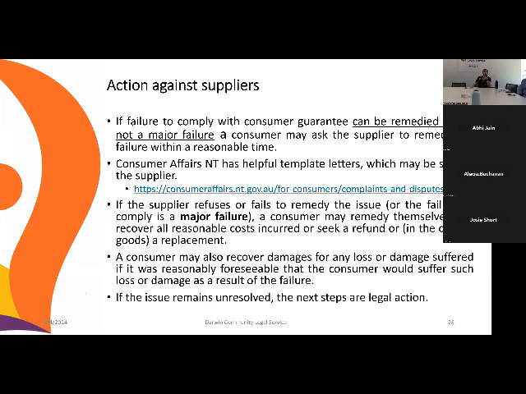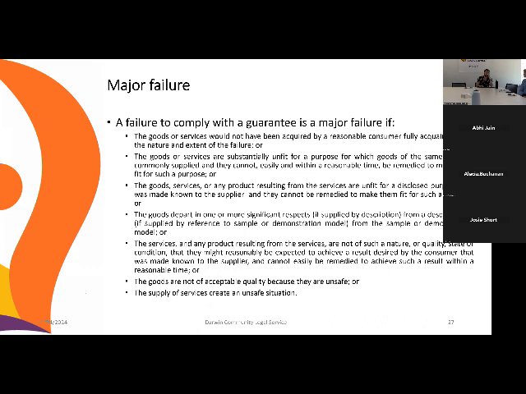Now, if a failure to comply with a consumer guarantee can be remedied and is not a major failure, a consumer may ask the supplier to remedy the failure within a reasonable time. Now, in David's case, I think there's a strong argument that, on the one hand, it can be remedied, but on the other hand, there could be a strong argument that there is a major failure if the goods had the defects when he acquired them, just because they're not safe.